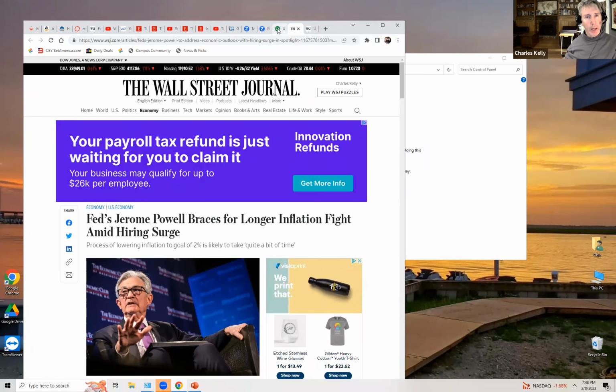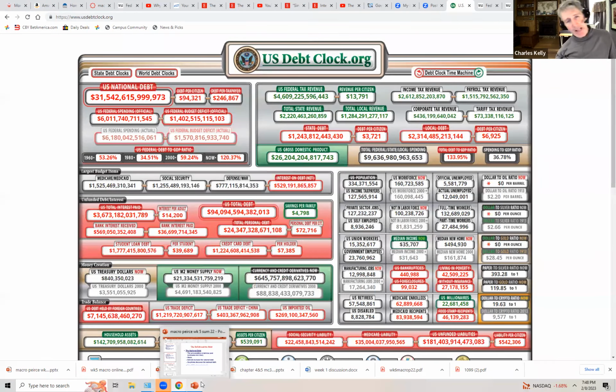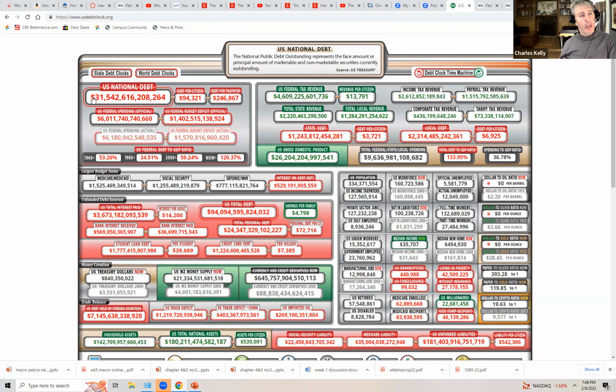So the U.S. debt clock, and there's a lot of numbers here. This is a bit overwhelming. The United States now has a national debt of 31. See up top on the left here? And that is $1 trillion. What? Yes, $31 trillion. We've accumulated $31 trillion worth of debt.